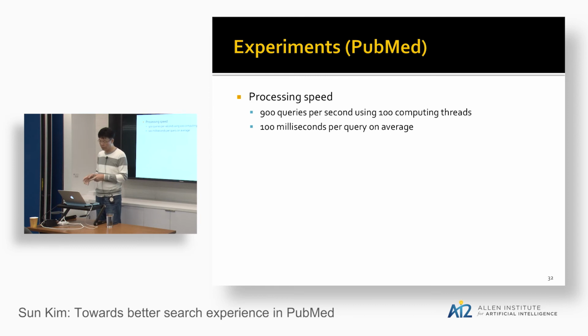The ranking performance is crucial, but so is the processing speed. So we added the word movers distance feature to the PubMed relevance search engine and measured the processing time. With 100 competing threads, 900 queries were processed per second, and it took 100 milliseconds per query on average in our search scenarios.